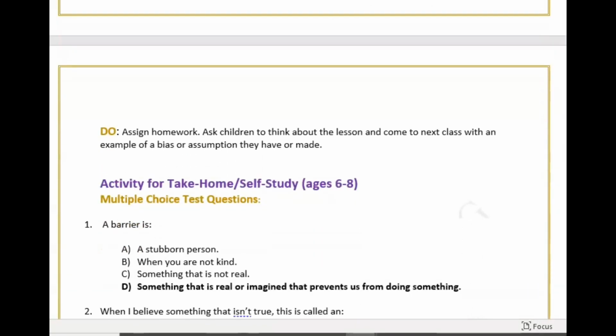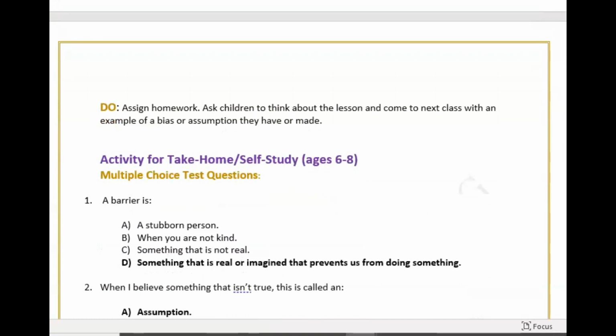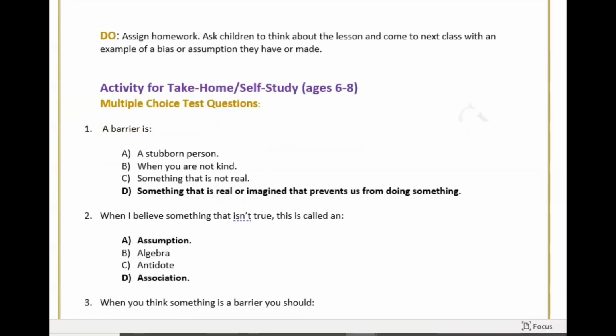All right, so then we're going to assign some homework. You can ask children to go home and talk to their parents or family, or to think about other things when they're going through their day. Did they make a quick judgment, or did they notice a bias in somebody else or something else that they did or said?